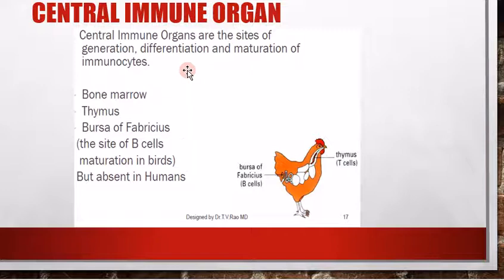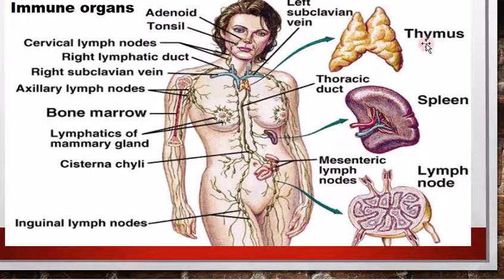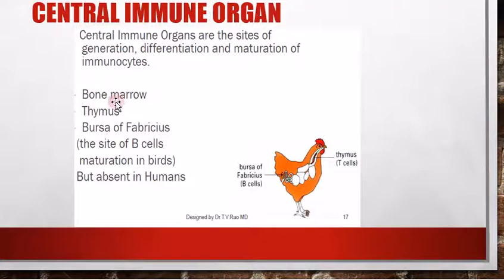Because these cells, when they reach the thymus, as we saw just before, once they reach the thymus, these particular cells get matured. As a result, they are called T cells. So T cells get matured at the thymus, and B cells get matured at the bursa of Fabricius.